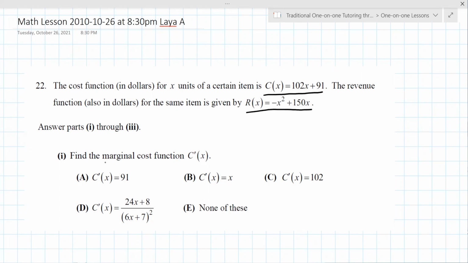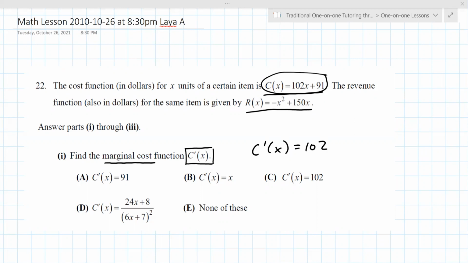And they want marginal cost. They want the derivative of this function here. So what is the derivative of C of X? This one, right? It's just 102. C prime of X equals 102. Okay, so let's look at the next part here. Let me snip that in.